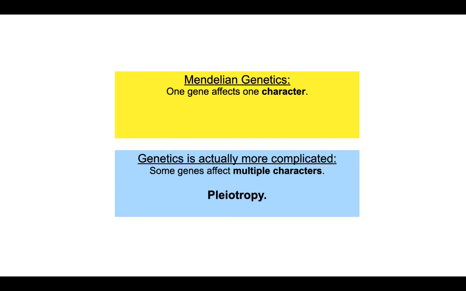Another Mendelian trait in Mendelian genetics is that one gene affects one character. So the flower color gene affects flower color. The seed shape gene affects the shape of seeds. But that's not always the case. Sometimes there are genes that affect multiple characters, and that is referred to as pleiotropy.